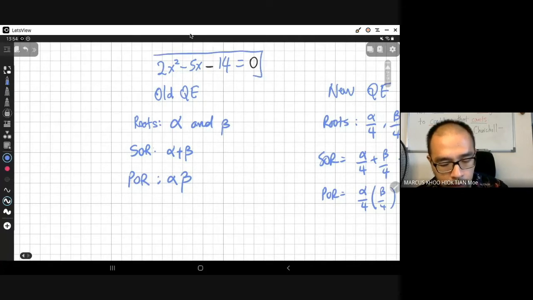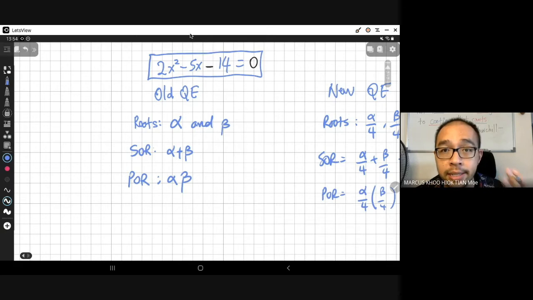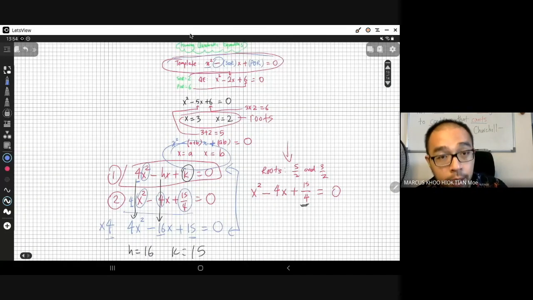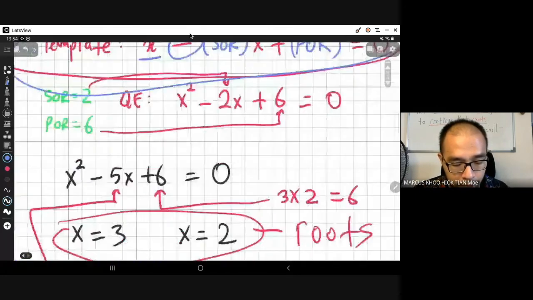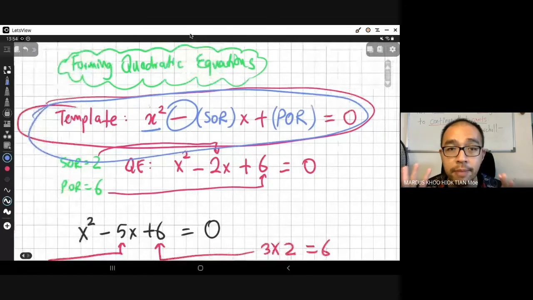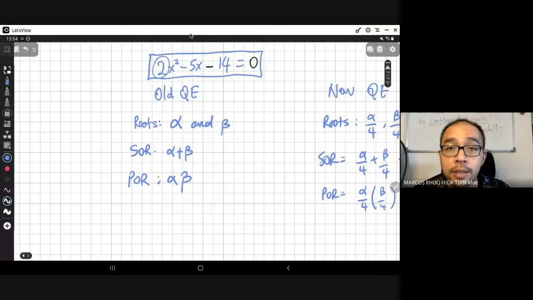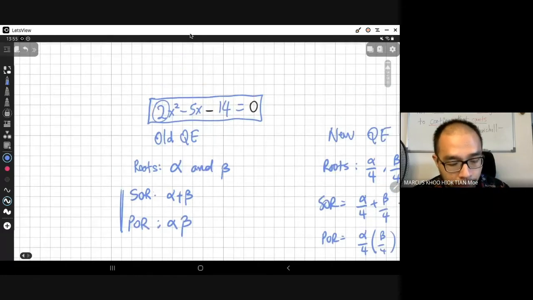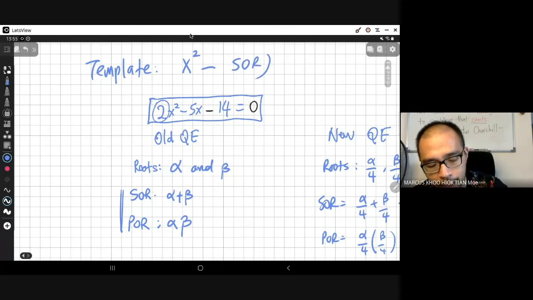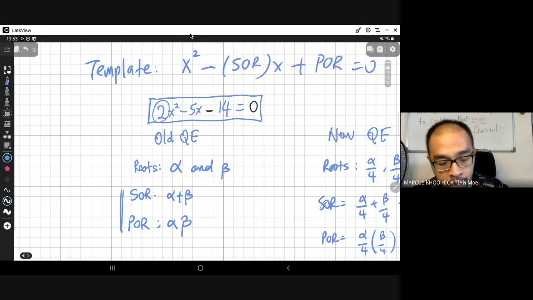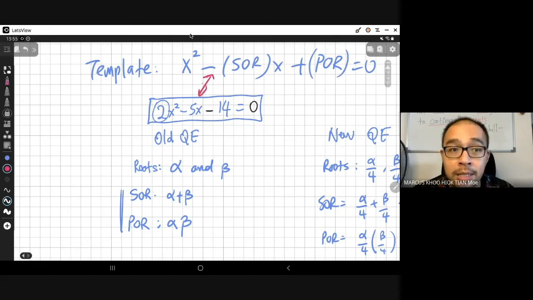Take a look at this. Is this the same as our template? Go back to our template. Ni lah template kita. X squared minus sum of roots x plus product of roots equals to 0. Dia tidak sama, kenapa? Sebab ada nombor 2 di depan. Kalau tadi kita hilangkan pecahan dengan mendarab semua, now kita kena wujudkan balik itu pecahan. Sebab if we want to find SOR, POR, kita mesti ikut template kita. Selalu rujuk kepada template. Ini belum lagi sama sebab ada nombor 2 di depan sini.